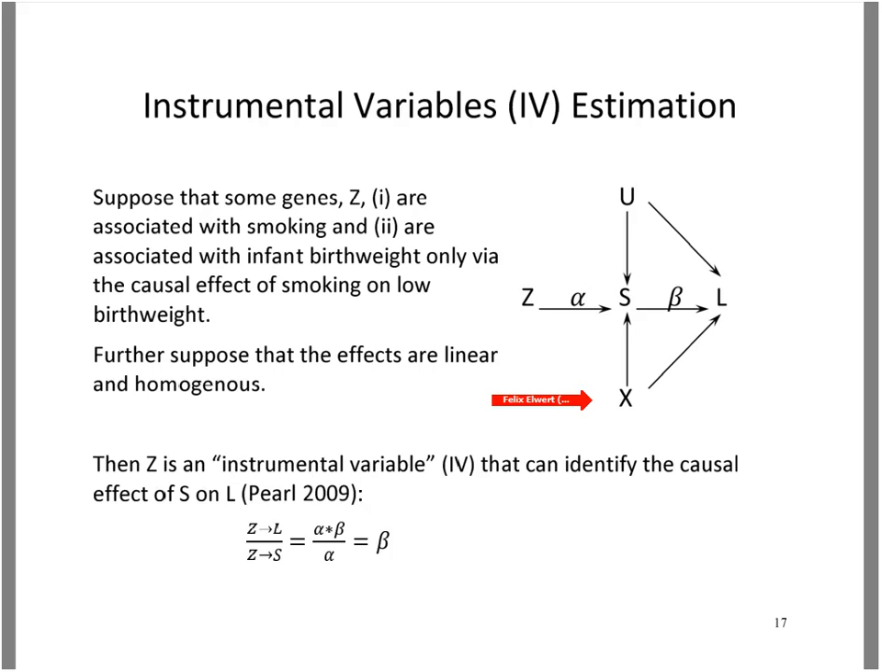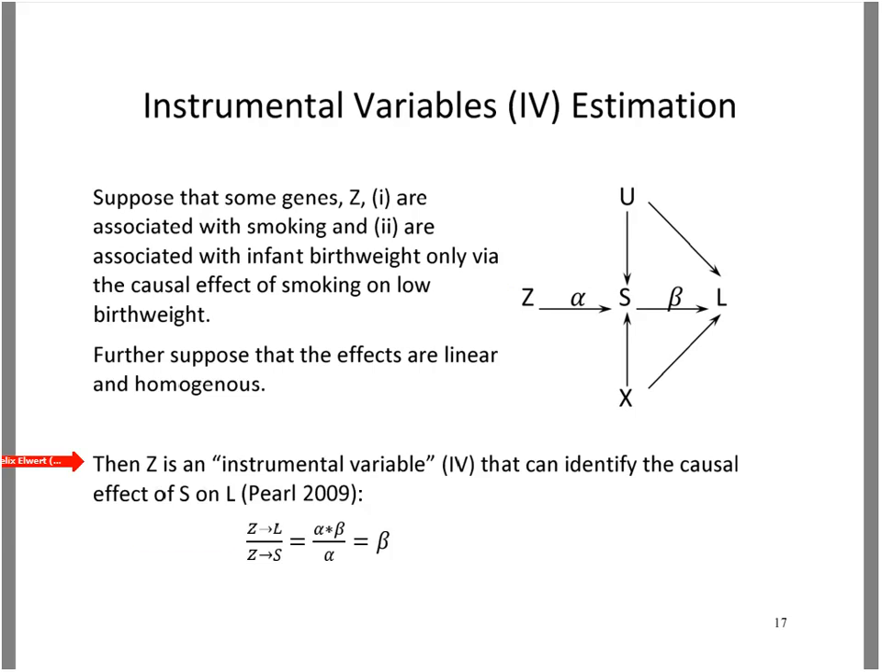So far, so good. Now, further suppose that the effects are linear and homogeneous. Okay, you don't really need to make that assumption, but it makes it easier. If that's the case, then we can use these candidate genes as an instrumental variable that can identify the causal effect of S on L, of smoking on low birth weight.